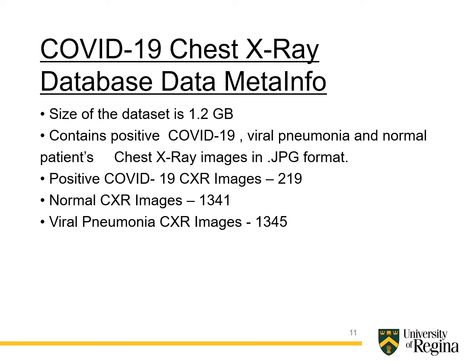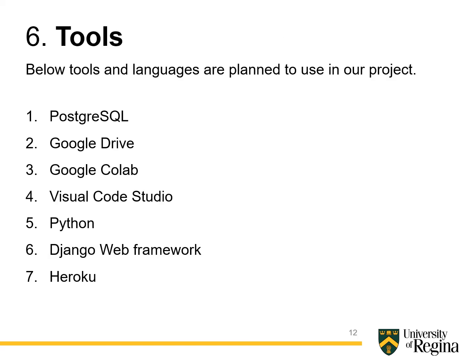We have planned to use the following tools and languages to implement our project. For data storage and retrieval, we are planning to use PostgreSQL and Google Drive. To explore data and train the model, we are going to use Google Colab, with Visual Studio as an IDE to build our application, and of course Python and the Django framework to build our web application. To deploy our web application to the cloud, we are using the Heroku tool.